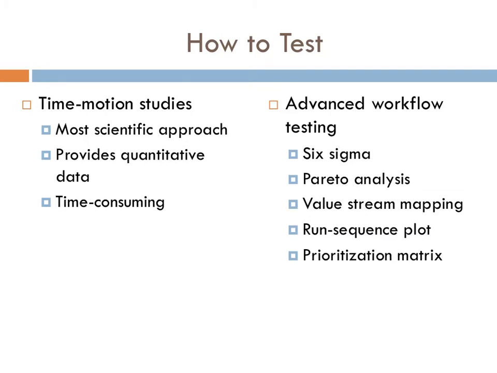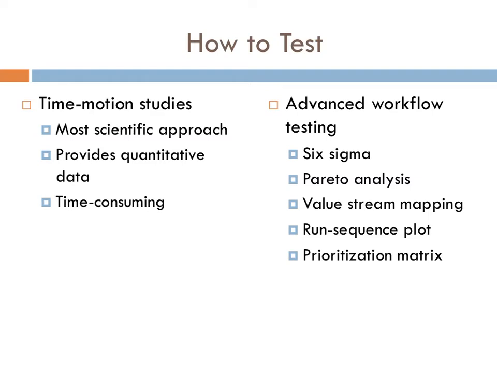It would be great if someone who has worked the same job is able to perform the direct observation. Time motion studies are another way to test for workflow analysis. This is the most scientific approach, and it provides quantitative data. However, it is time consuming. There are some advanced workflow testings that you could do. One is Six Sigma, which is a systematic method for preventing errors in service-related processes by using information and statistical analysis. You could use a Pareto analysis, which focuses the attention on key workflow steps.